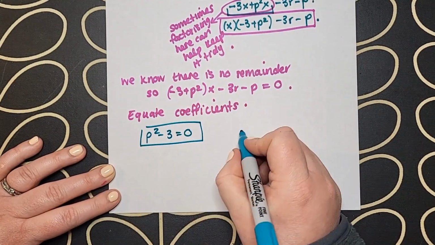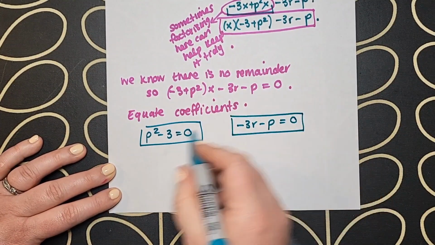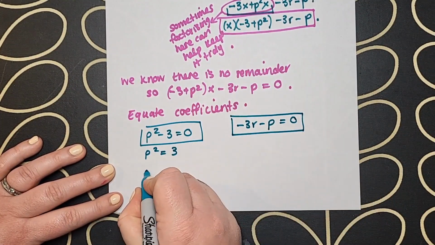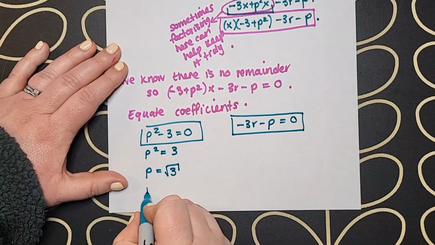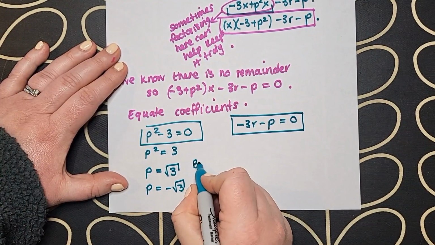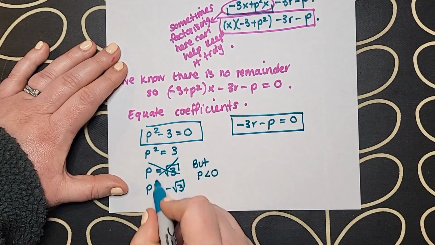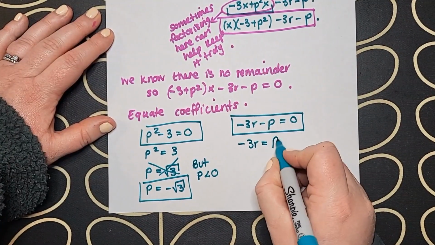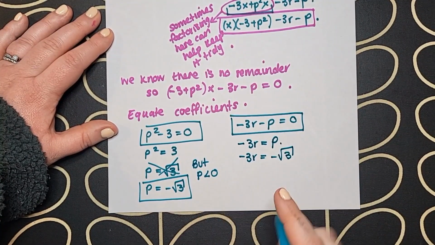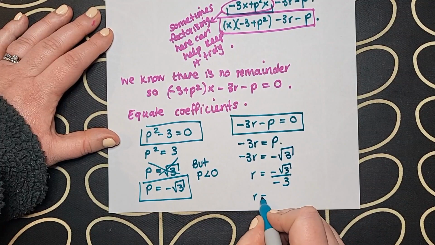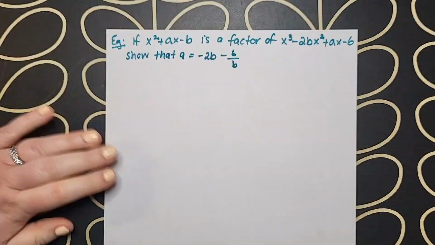So what we do is something called equate the coefficients. So I know that the coefficients of x should be equal to 0 and the coefficients of the plus c should be equal to 0. And I write that out, and I see on the left hand side there I can find p, and then when I use that p value on the right hand side I can find the value of r.